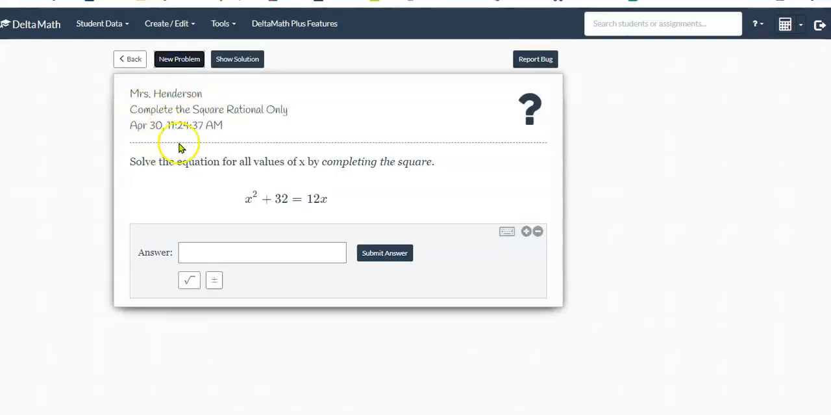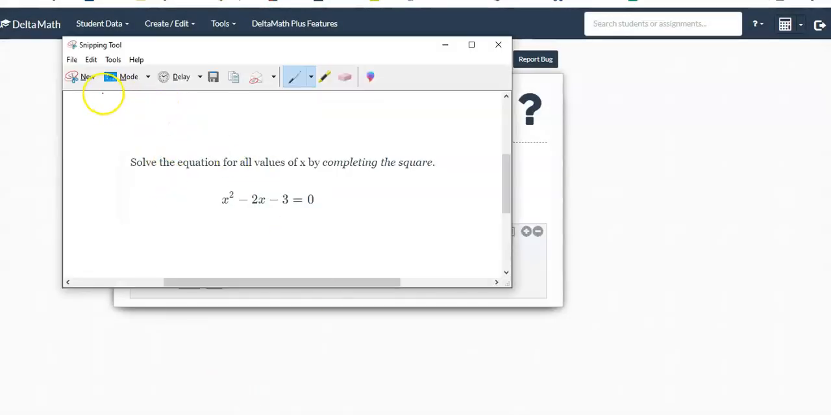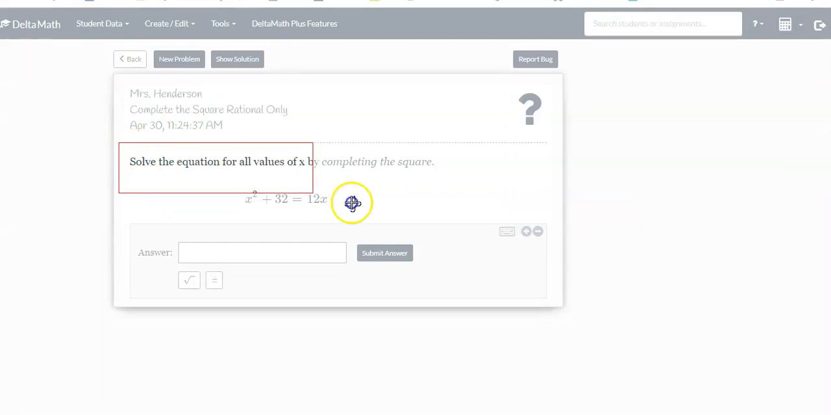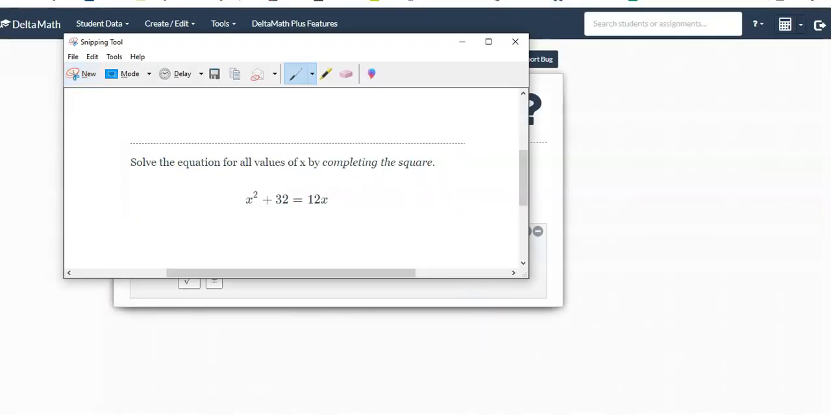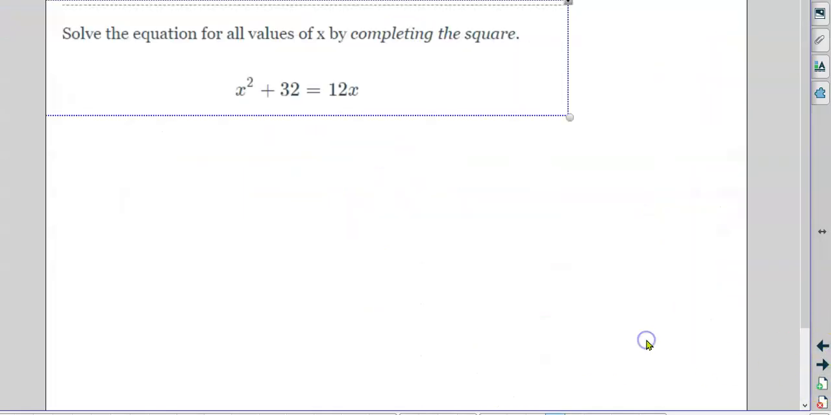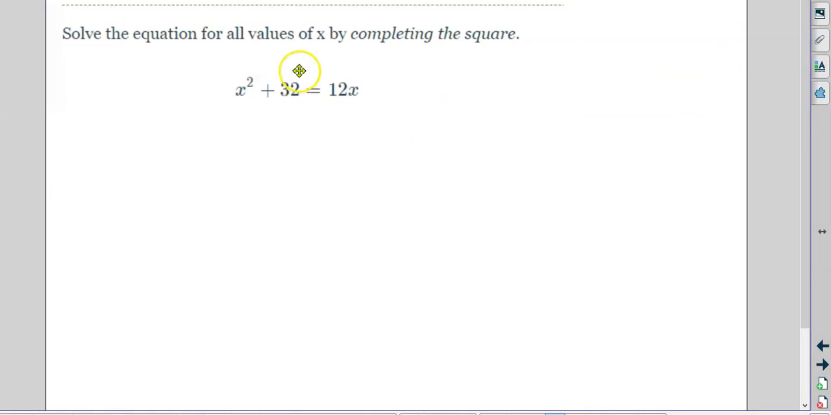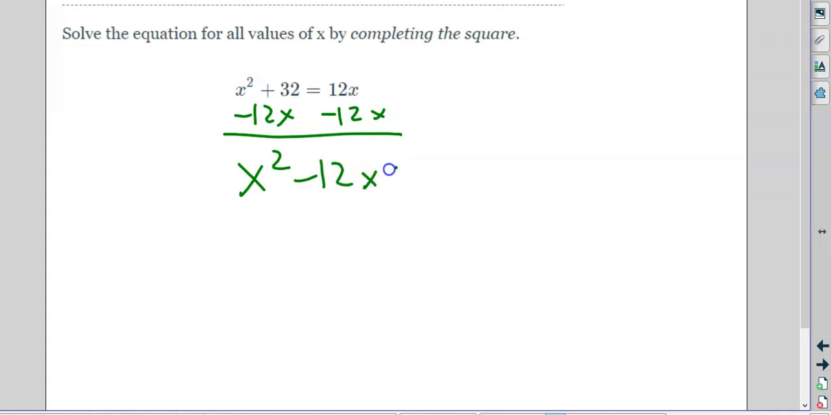All right, let's try that completing the square one more time. Solve the equation for x by completing the square. So this time, I have to get c to the other side, but I have to get this b term to the left. So I'm going to subtract 12x from both sides. And now I'm going to subtract 32 from both sides.